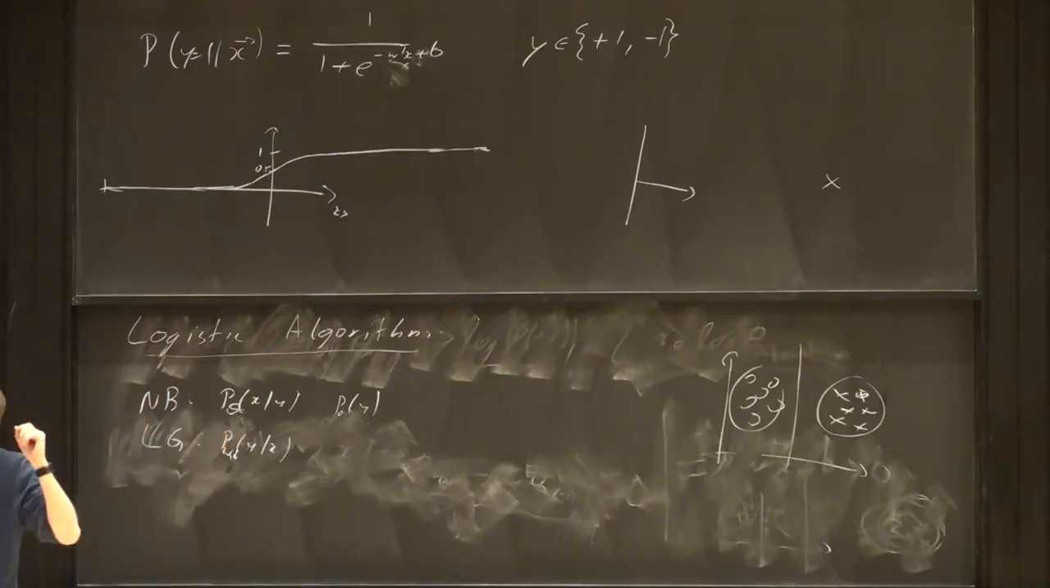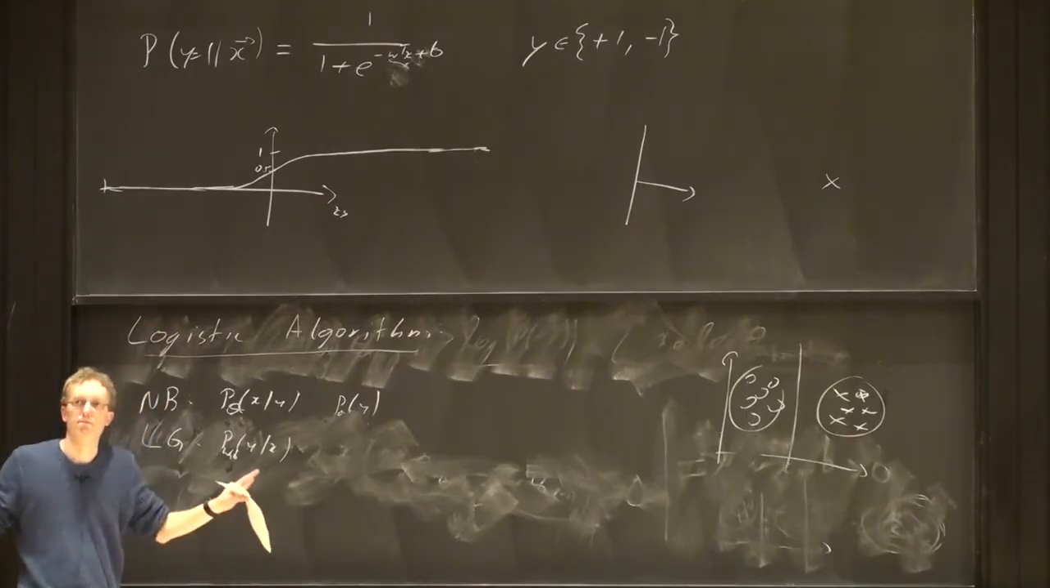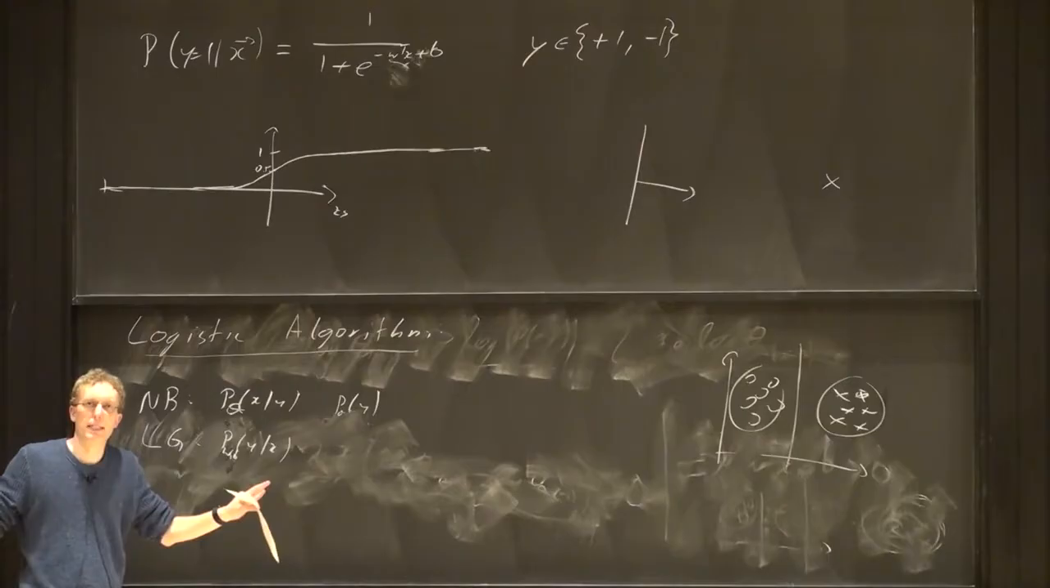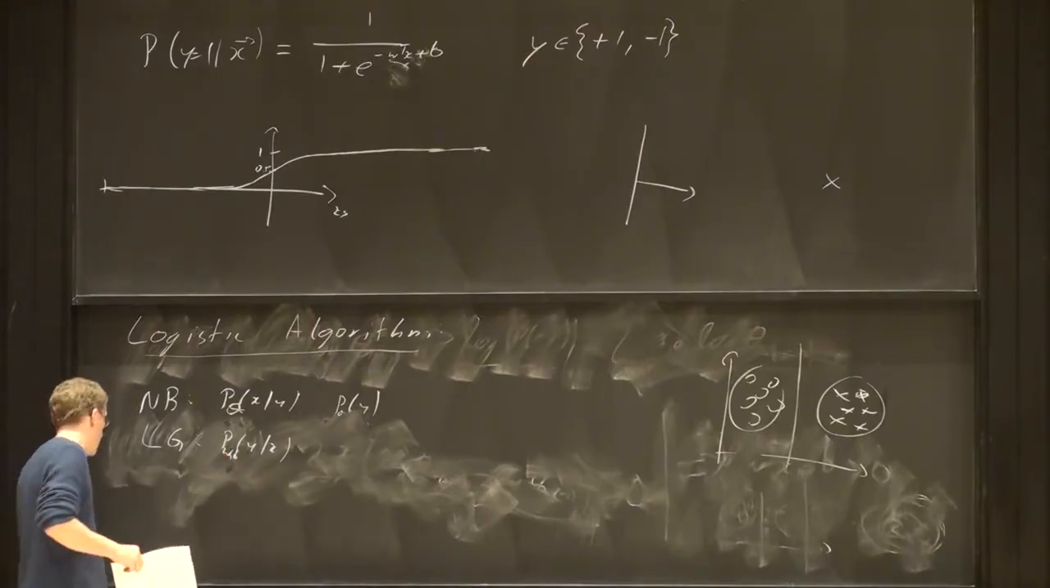Last lecture, I gave you several examples of how to estimate P of x given y: multinomial, Gaussian, and categorical. In this case, we just flip it around. We just estimate P of y given x with parameters W and B. Any questions? Raise your hand if that makes sense. Okay, awesome. So let's do this.